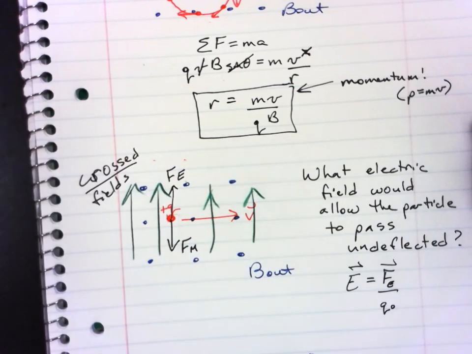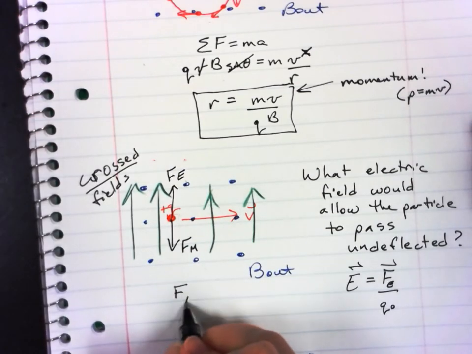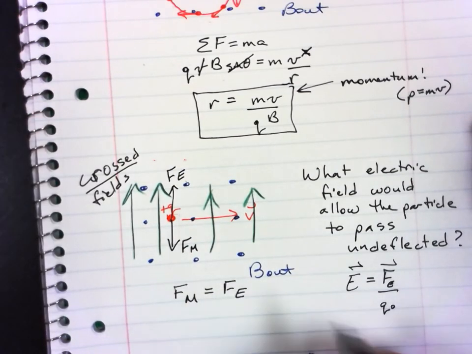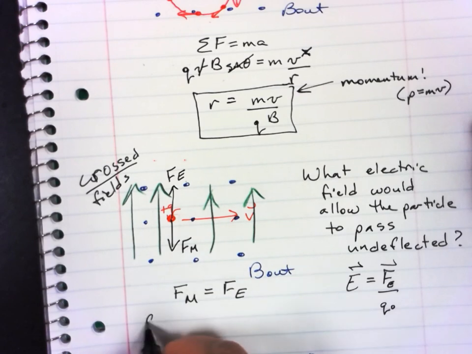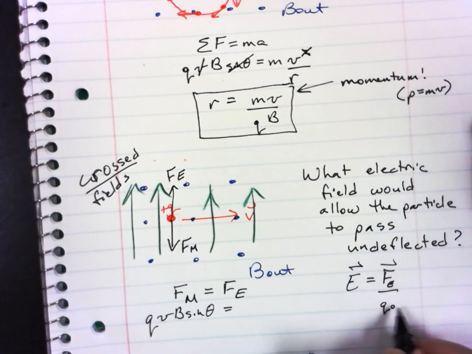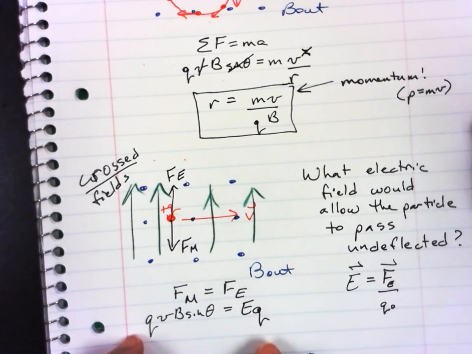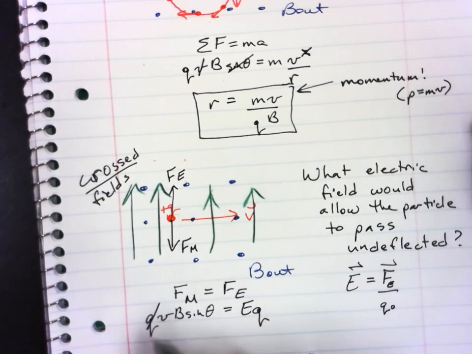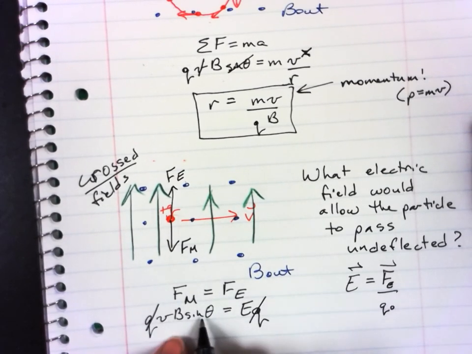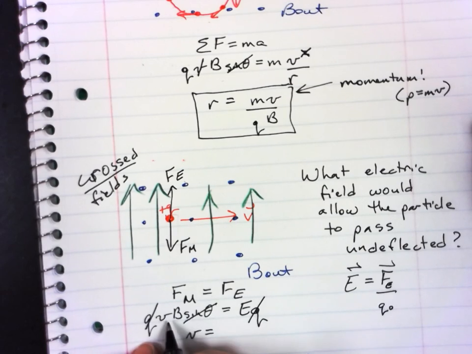I need these forces to be equal. So I need Fm to be equal to Fe. Well, Fm is QVB sine theta. And Fe, if I rearrange this, is E times Q. I'm just going to write, because it's the same charge in both cases. So Q cancels, and again, the velocity is 90 degrees to the magnetic field, so the sine goes away. So I can solve this for V equals E over B.